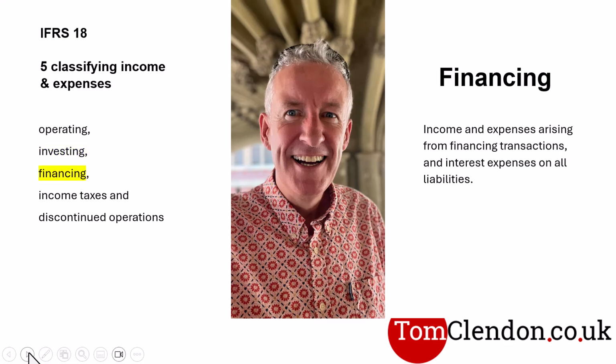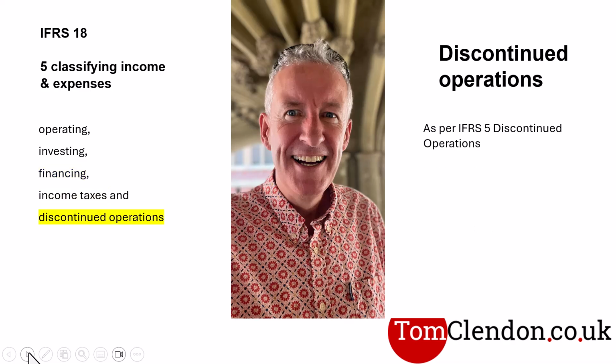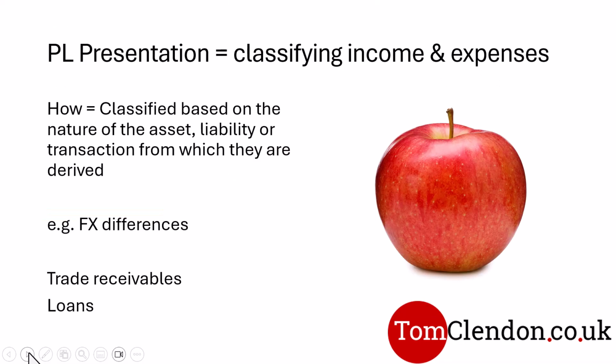Financing, I hope you've got it by now. If it's debt, if it's loans, if it's leases, if you're unwinding the discount, if you've got an interest expense, then that's to be shown in financing because it's relating to the nature of the underlying transaction, the nature of the underlying asset or liabilities of borrowing. Tax is tax, we talked about. Discontinued operations is IFRS 5. If it is a discontinued operation, you represent it in that single line. Those are the 5 classifications.